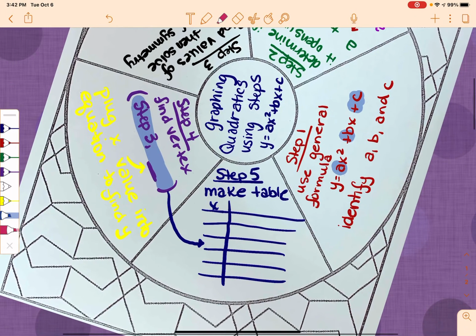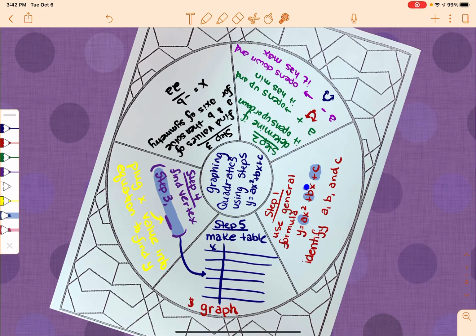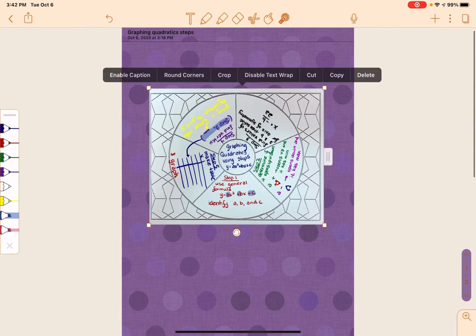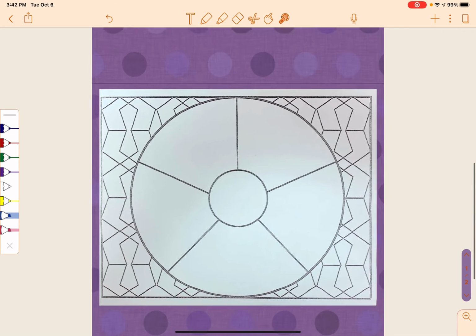And then when step 5 is done, we're going to make the table, and we're going to graph. So those are just the 5 steps. Now, we obviously started here and kind of worked our way around. So I'm going to spend a few minutes and talk about step 1, and then the next video will go into all of the steps. Okay, so I'm just going to put this back where I got it and move to the next one.